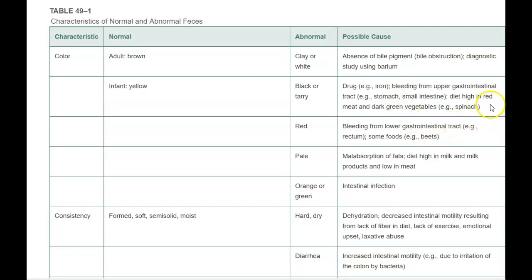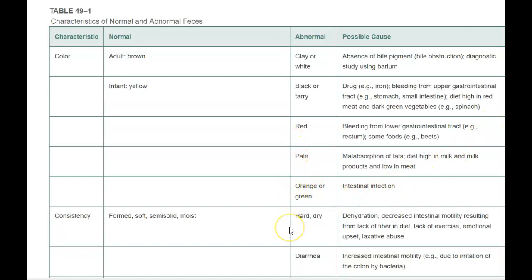But also, something could be going on with them. Are they bleeding? Is it an upper or lower GI bleed? Something could be going on with them. Pepto-Bismol affects your stools too. Okay, so we need to know what's going on.